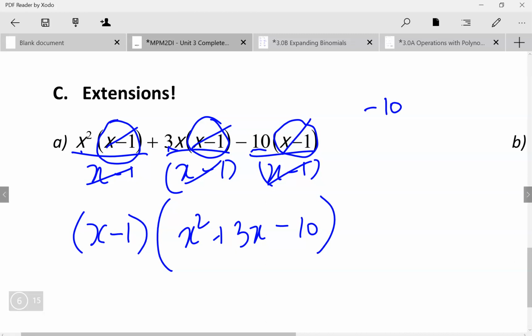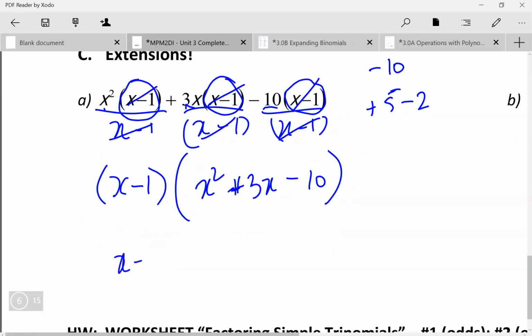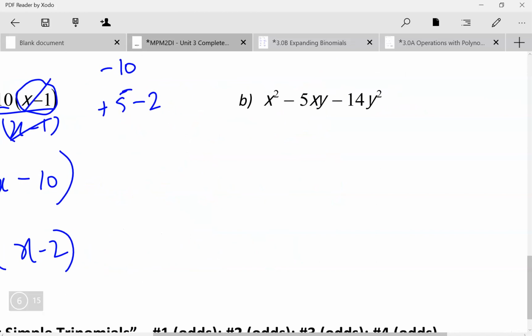Multiply to -10, add to give me +3. That would be 5 and 2: +5, -2. That works. So x minus 1, x plus 5, x minus 2 is my answer. The same way over here.